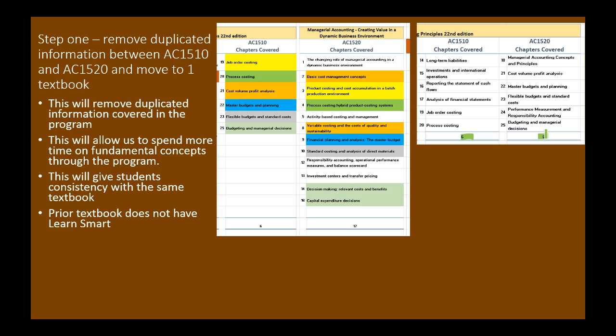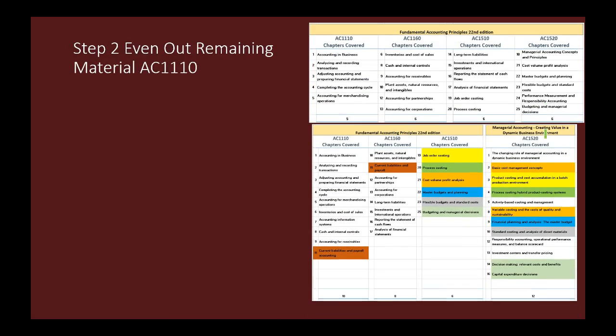Prior textbook does not have LearnSmart. This will give consistency in the amount of material covered. So step 2, even out the remaining courses. If we did that, in essence, we're taking this information and moving it into this class and removing this information. That means we're left with this lopsided distribution of chapters between these 3 courses.